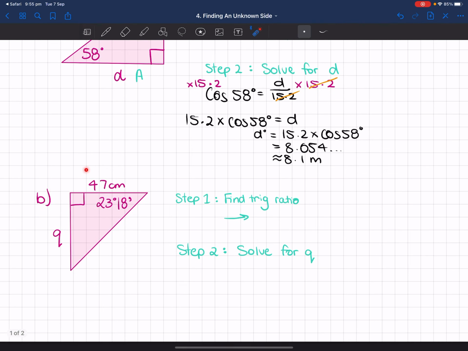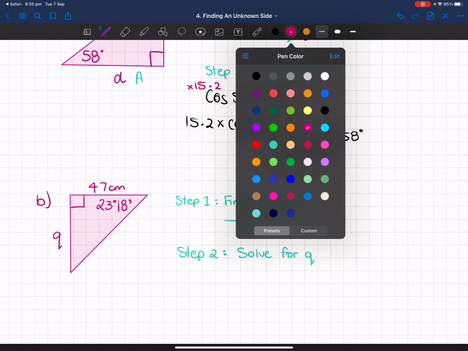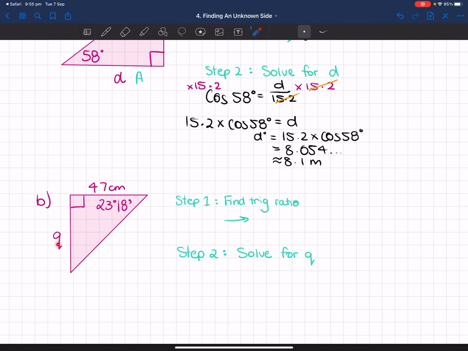Okay, example number 2. This time this is our triangle. Again, step 1, we're going to find our trig ratio. Using our sides, this is our opposite side, and this side is our adjacent side. So opposite and adjacent means we're going to be using tan. So tan theta is opposite over adjacent. Now, instead of theta, we've got 23 degrees and 18 minutes. So tan of 23 degrees and 18 minutes is equal to our opposite side, which is q, over 47.